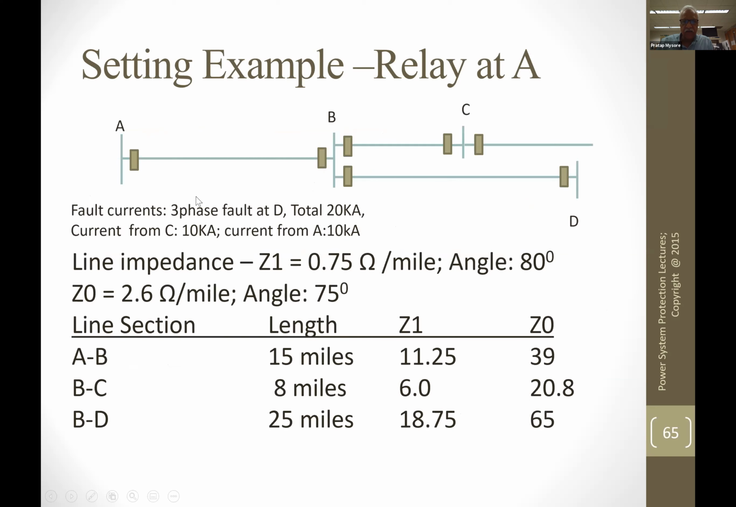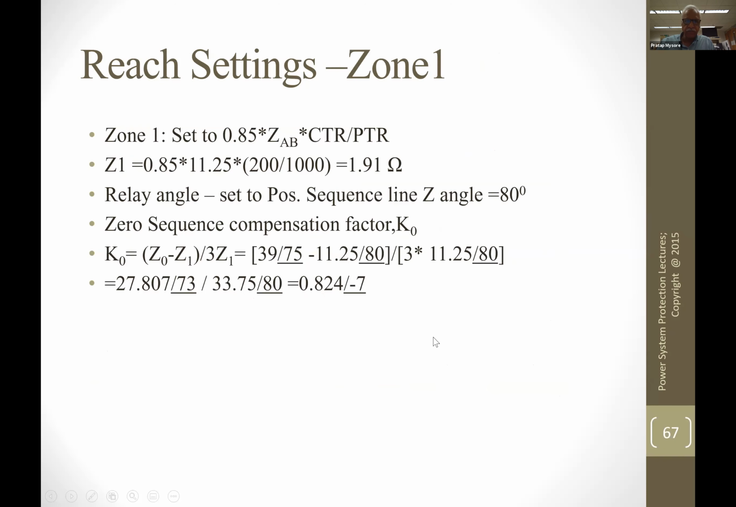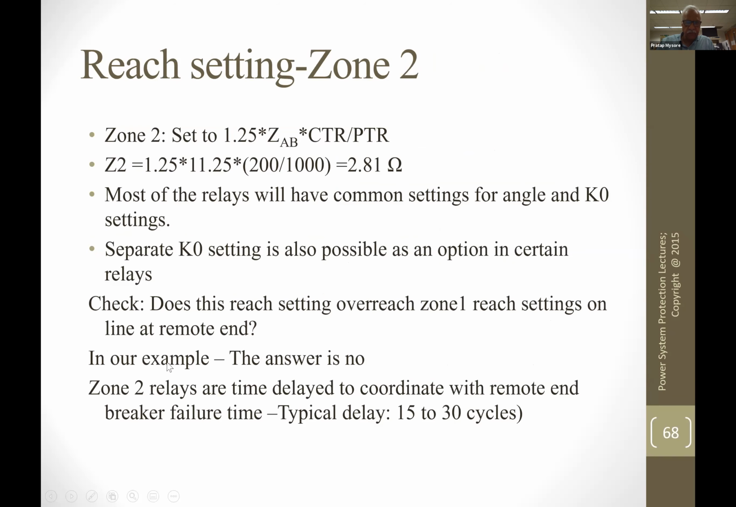What we are talking about is, if I set zone 2 from here to 125% of this line, which is 25 miles, you don't want this to overreach the adjacent line section. Actual impedances are what are set on that. Of course, you have an infeed here. The fault looks like it is farther than the fault here, but we assume a contingency that this is not in service, so it becomes radial for coordination purposes. In our example, the answer is no.